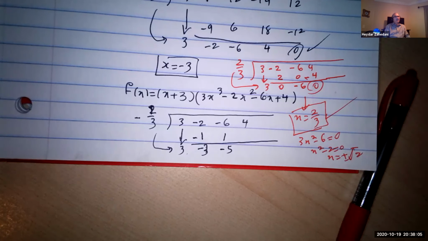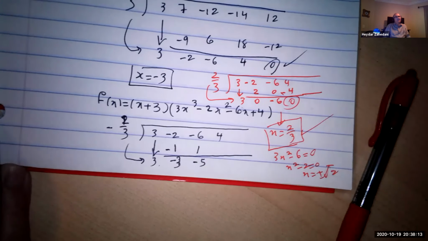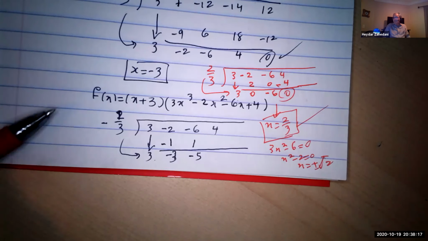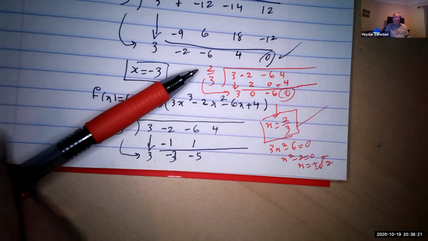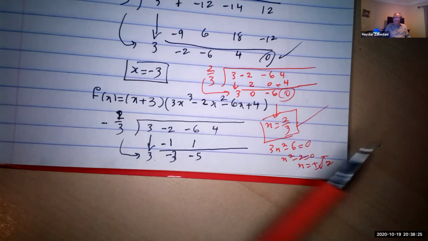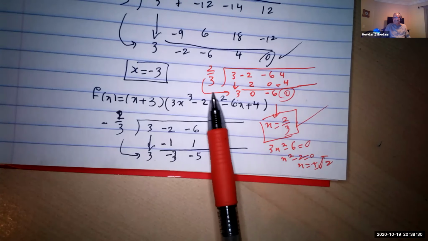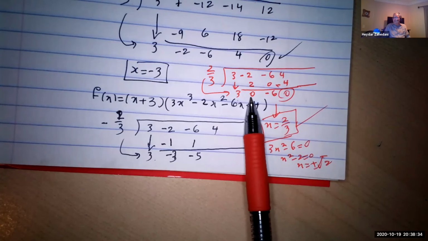Okay, so the number was 2/3. I just check it. If you try the 2/3, you see, instead of a 1/3, this is going to be 2/3. Remember, 3, -2, -6, 4. If you substitute over here, 2/3 times 3 makes 2. 2 and -2 would be 0.